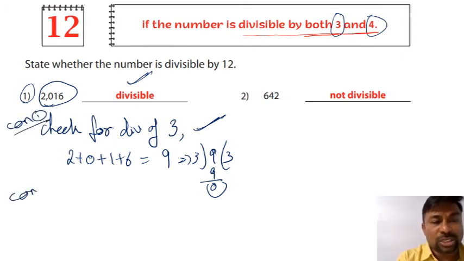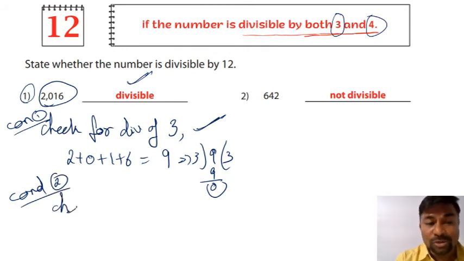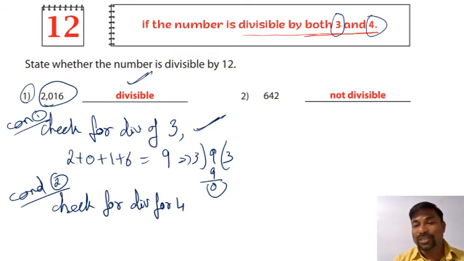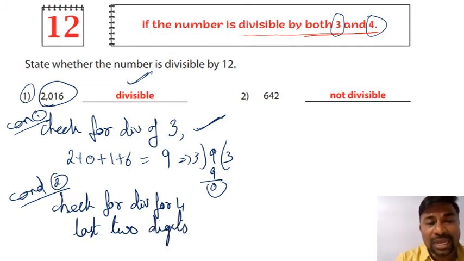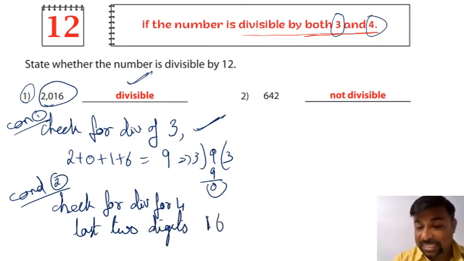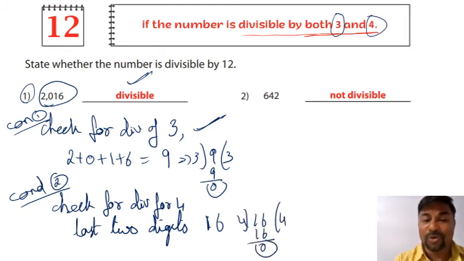Now let us go for condition 2. It should be divisible by 4 also. Let us check for divisibility by 4. What is the rule? If the last two digits are divisible by 4, then the number is divisible by 4. What are the last two digits? It's 16. Is 16 divisible by 4? Let us check it out. 4 fours are 16, the remainder is 0, which means it is divisible by 4 also.